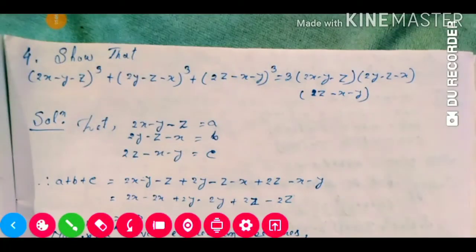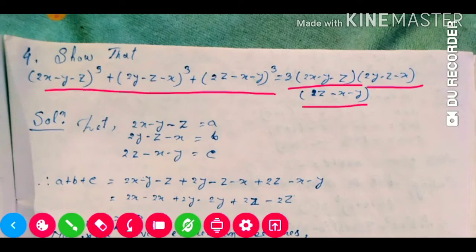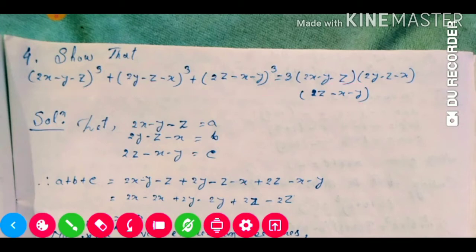Question number 4. Show that 2x minus y minus z whole cube plus 2y minus z minus x whole cube plus 2z minus x minus y whole cube is equal to 3 into 2x minus y minus z, 2y minus z minus x into 2z minus x minus y. That means left hand side is equal to right hand side. We need to prove this one. So it will be difficult if we break this formula. So we will consider this portion as a. So 2x minus y minus z is equal to a. Similarly, this portion we are taking as b, and this one we are considering as c.